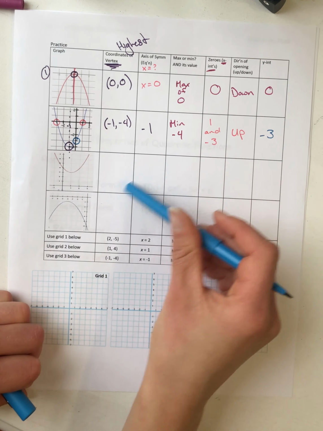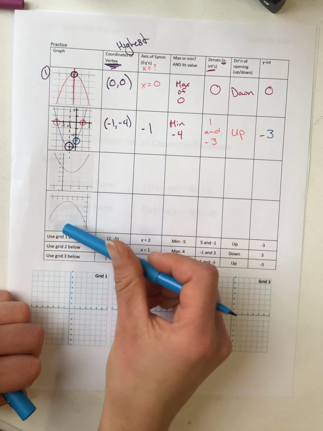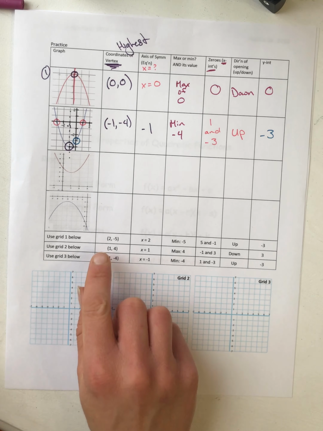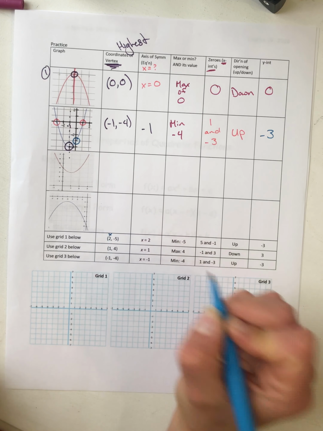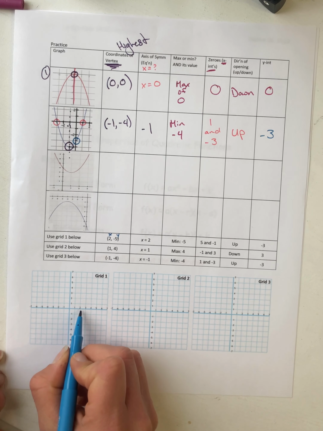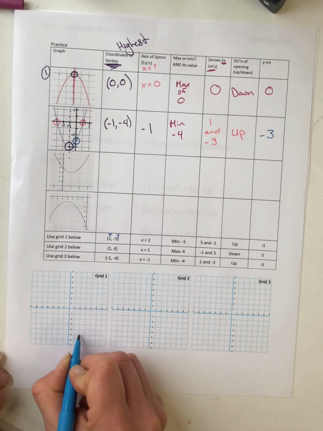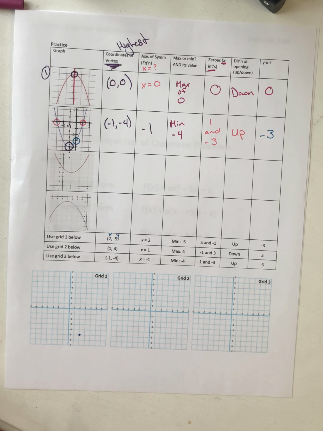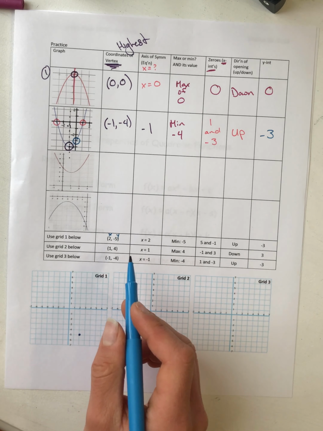Okay, so you guys are going to do these two yourself. And what we're going to do is take a look at graphing these ones. So we're going to take a look at our vertex. Our vertex is going to be when x is 2 and y is -5. So we're going to go over to 2 and down to -5. So that's going to be our vertex. Our axis of symmetry is 2.